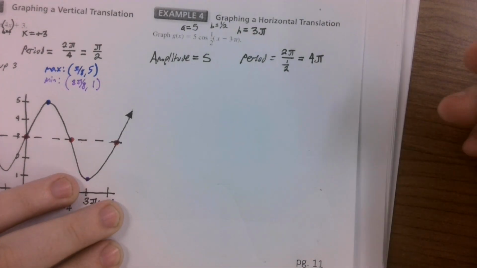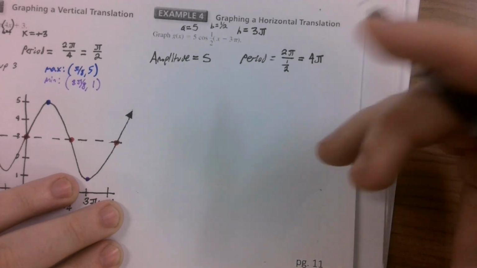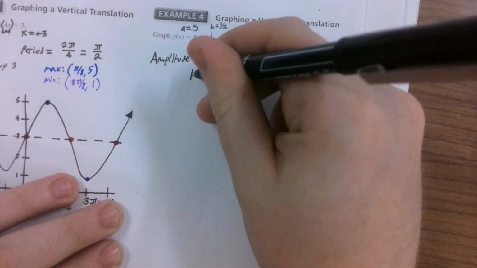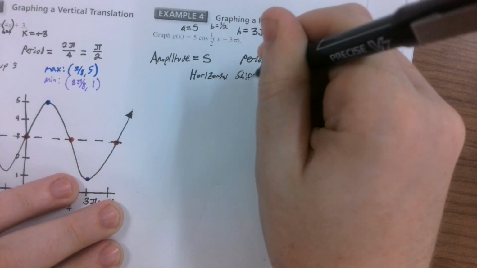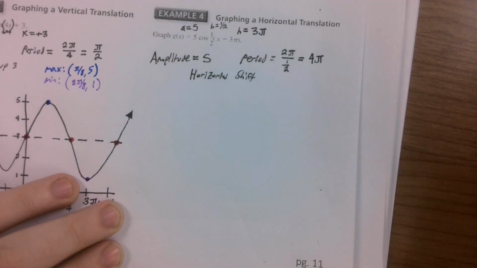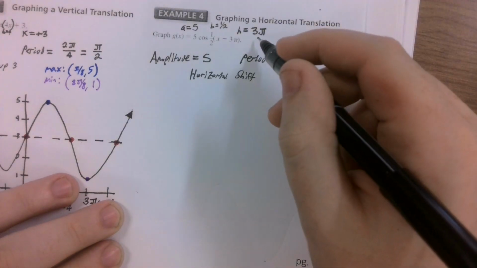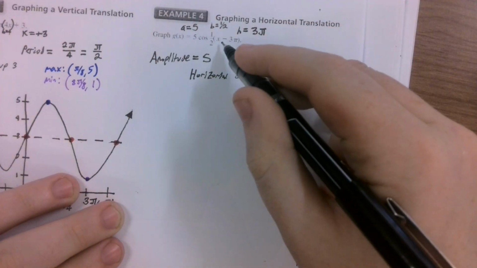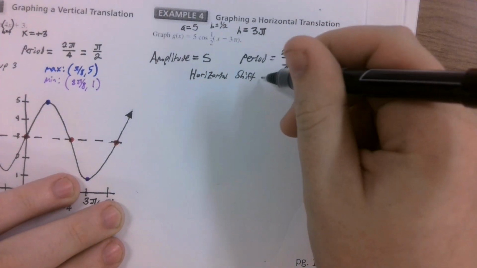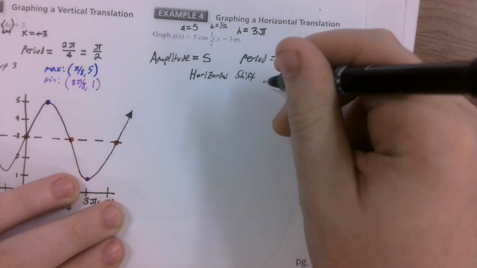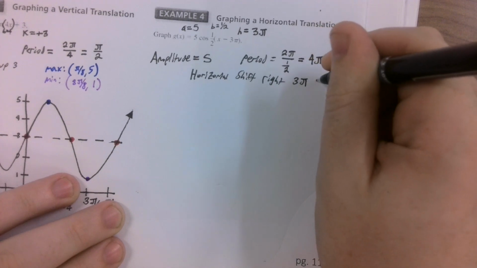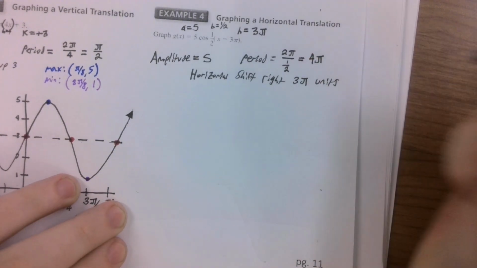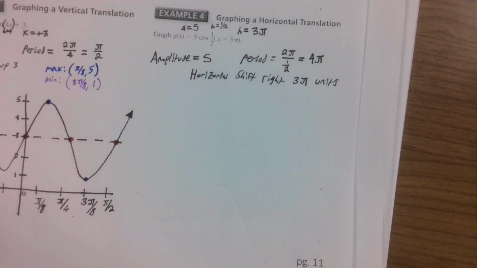We don't have a vertical shift. Our k value is 0, but we do have a horizontal shift. Since our h value is positive, since it's x minus a positive h value, we know it's going to be a horizontal shift to the right pi over 3 units. Okay, now this is going to be interesting.